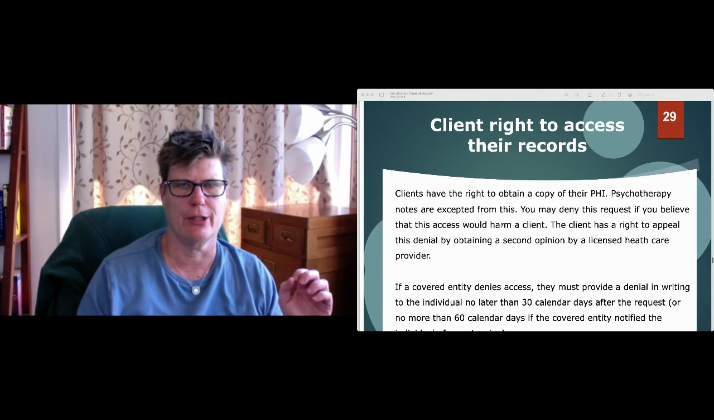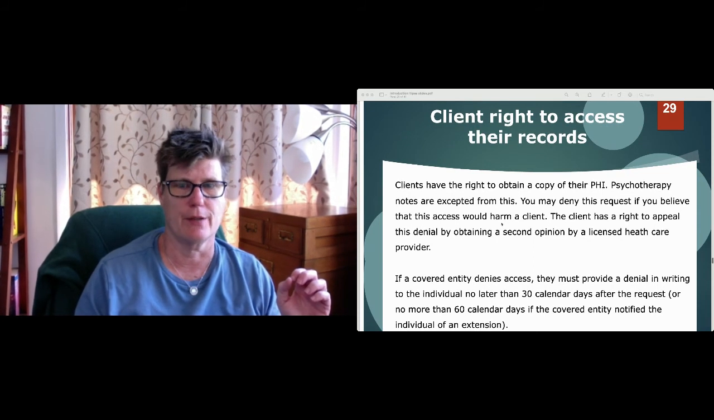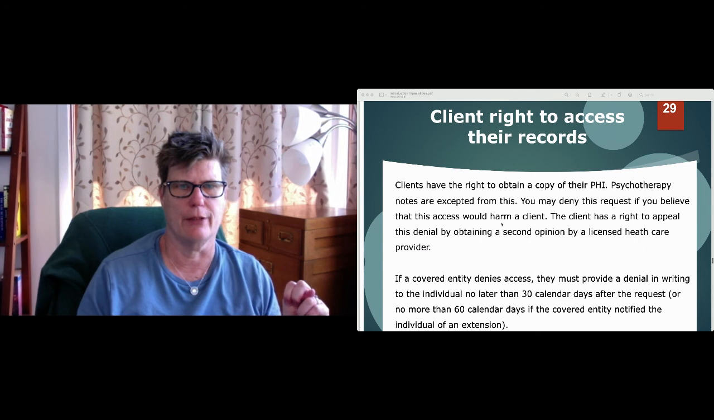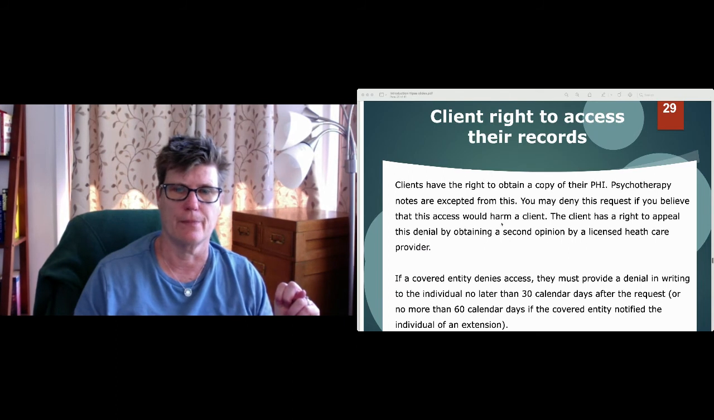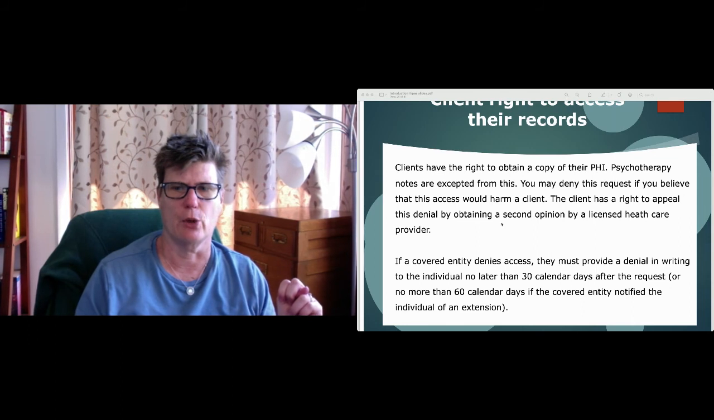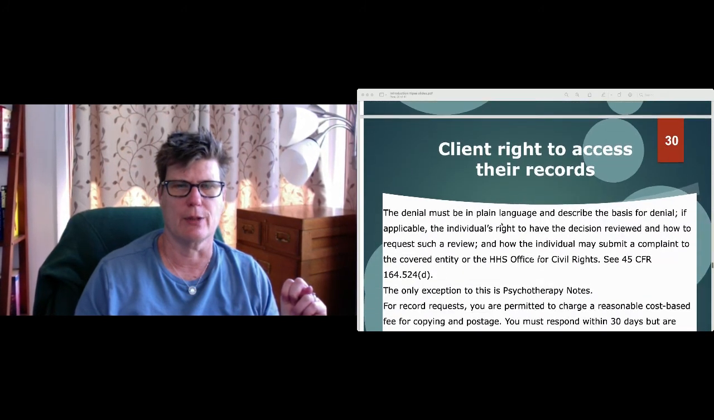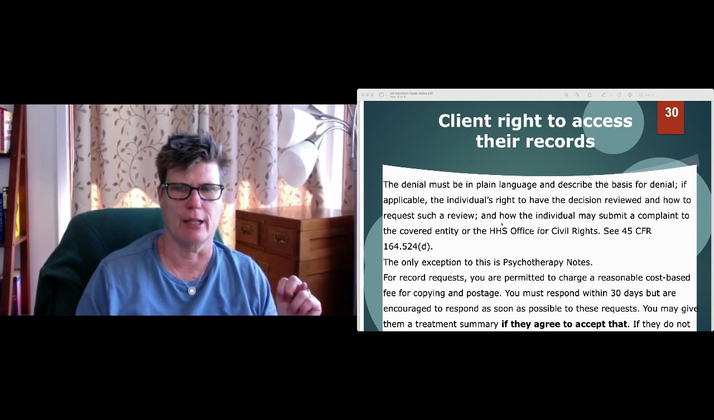Clients have a very clear right to obtain a copy of their protected health information. Psychotherapy notes are excepted from this. If you do deny the request, you can do that if you believe it will harm a client, but they have the right to ask for a second opinion by a licensed healthcare provider. If you do deny access, you must provide a denial in writing no later than 30 days. And the denial must be in plain language, include the basis of the reason, their rights to have it reviewed, and how they may submit a complaint to yourself or the Health and Human Service Offices for Civil Rights.